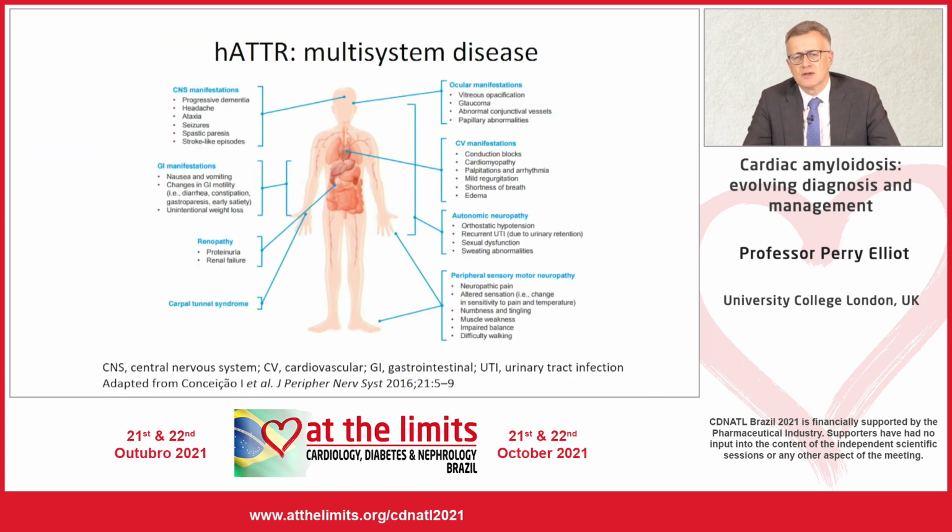TTR amyloidosis itself occurs in two main forms. There is a familial form caused by mutations in the TTR gene. And this can manifest with multi-system manifestations involving the central nervous system, the peripheral nerves, the kidney, the gut, and the heart.